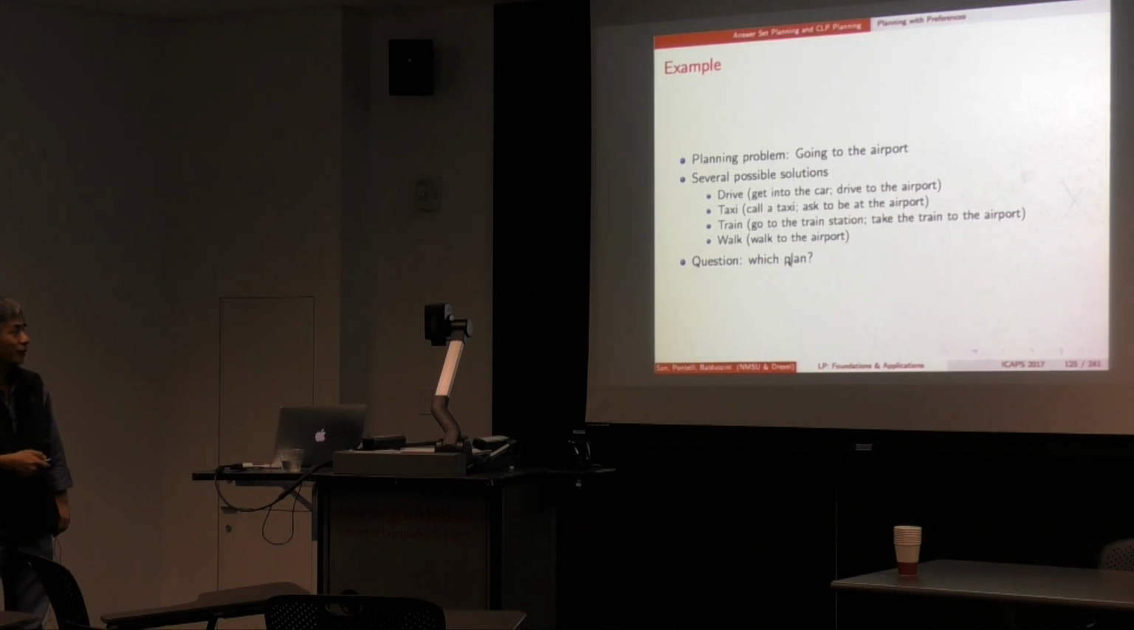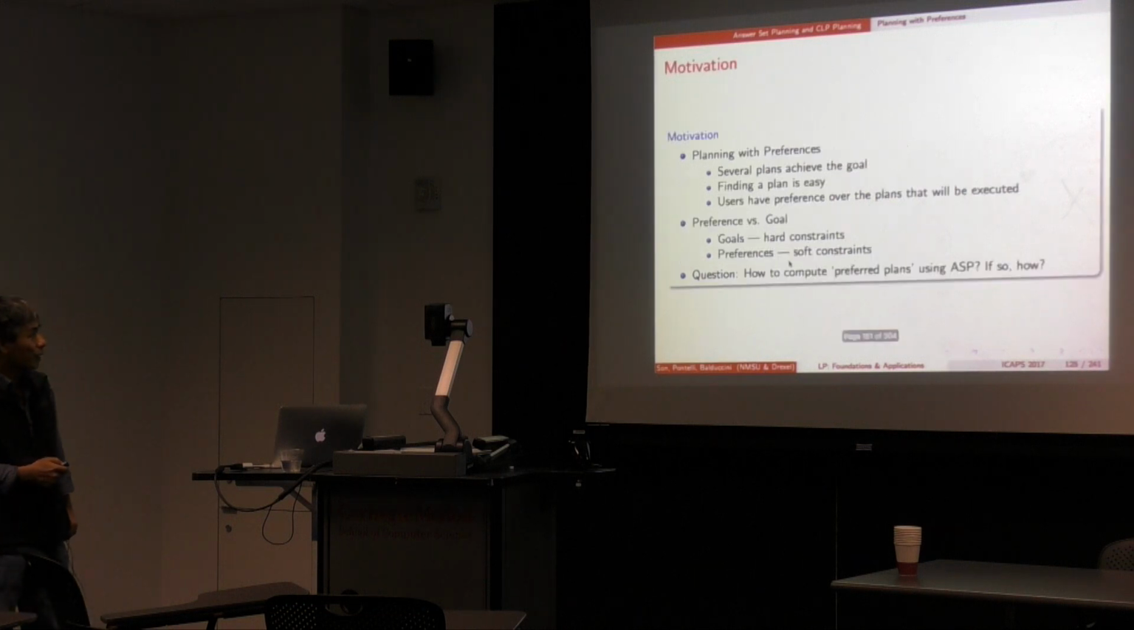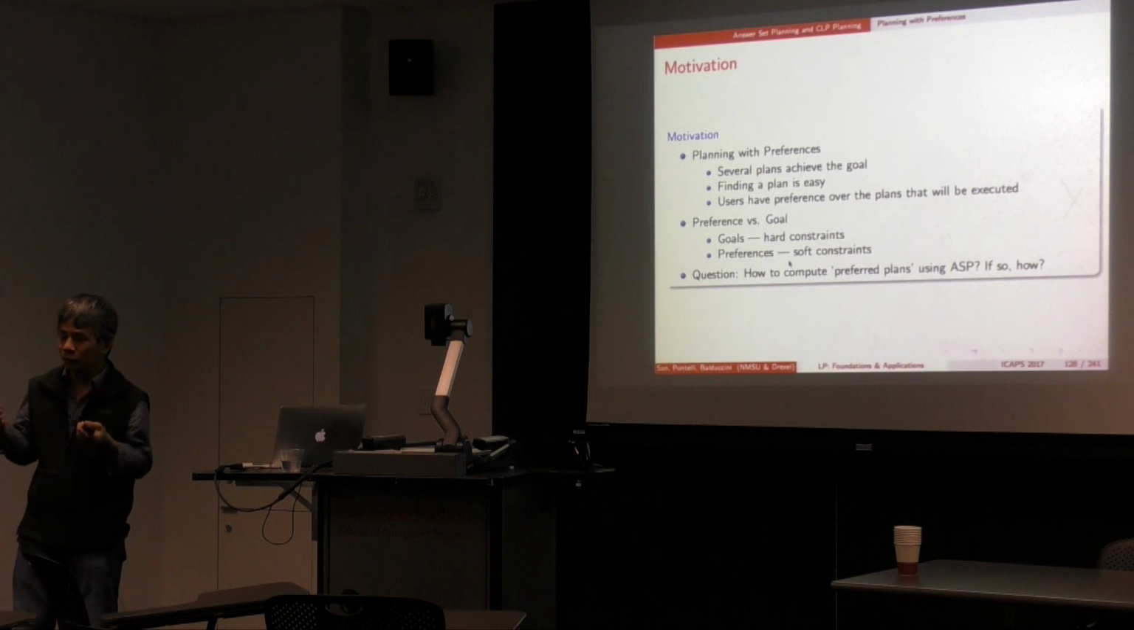So what plan? Depending on how far it is, maybe five minutes of walking, we would just take that one. Or if we really don't want to do parking, then taxi is probably the choice. So how do we do that? How do we solve the planning problem with preferences?